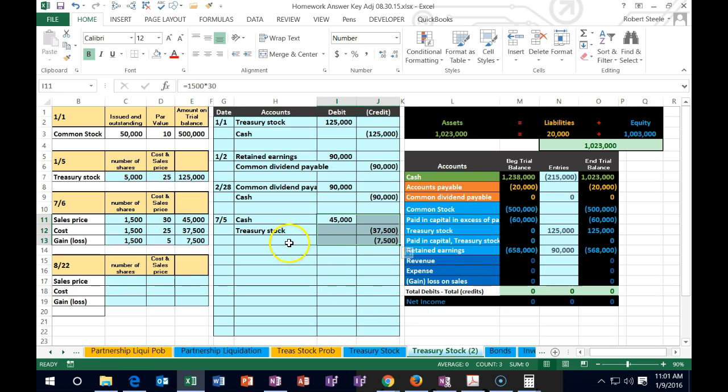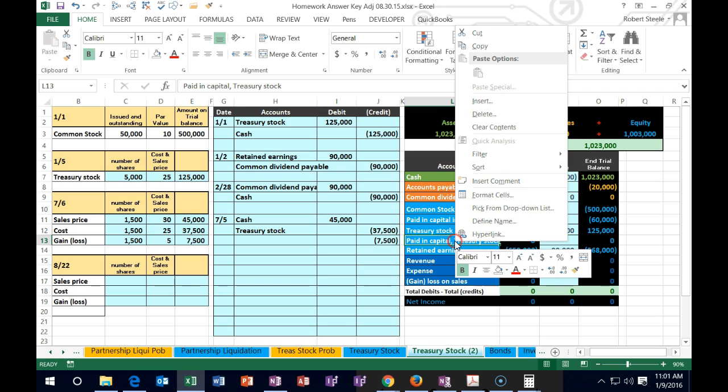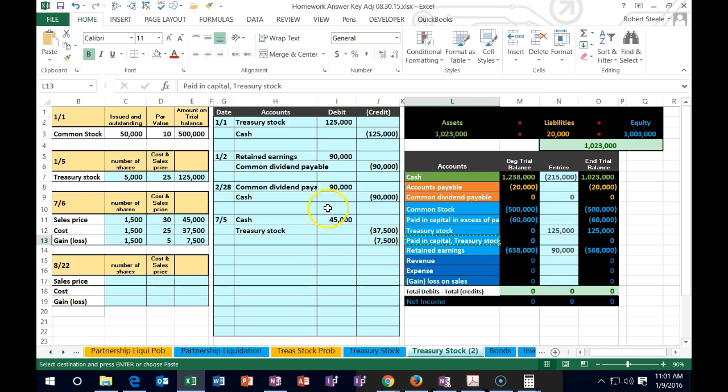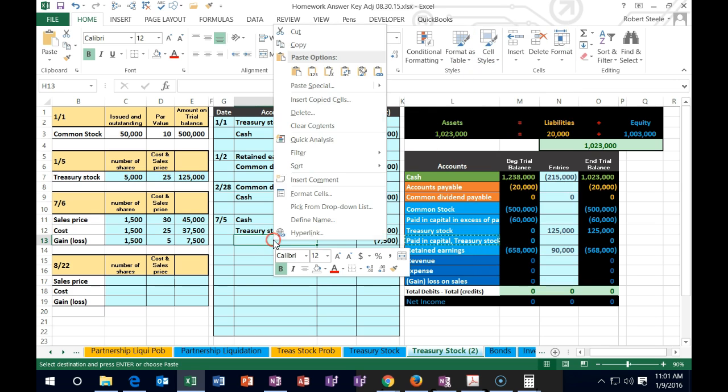And where are we going to post this amount then? That's kind of the problem in this case. Now, where does that go? We need to even this thing out. And we are going to have, in this case, an account called paid in capital treasury stock. So that's where we're going to post this. I'm going to copy this, and I'm going to paste that 1, 2, 3 right here.